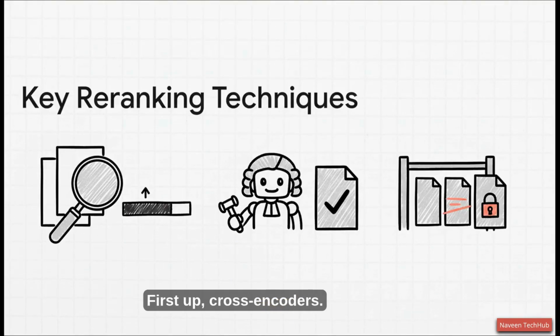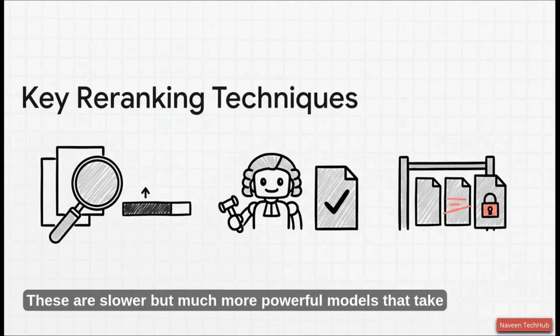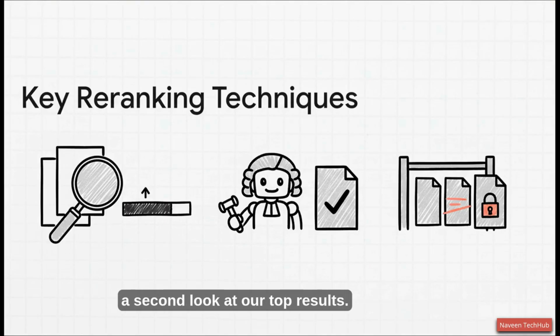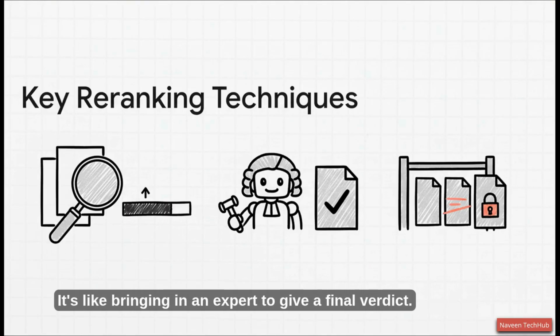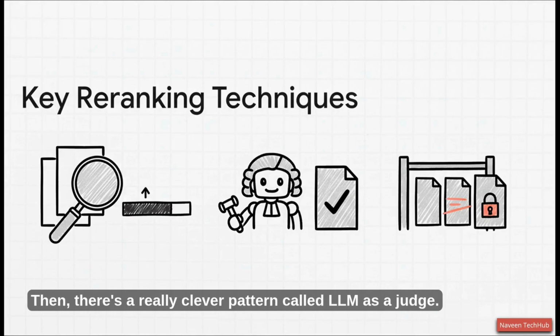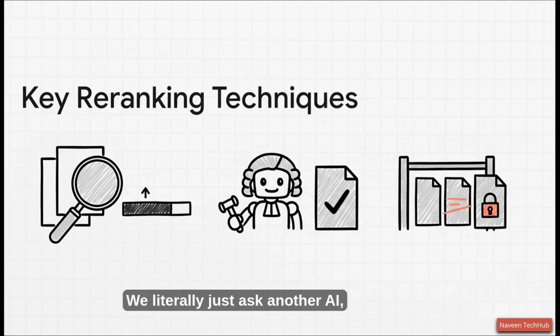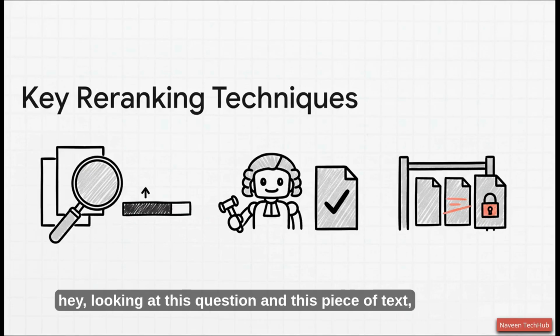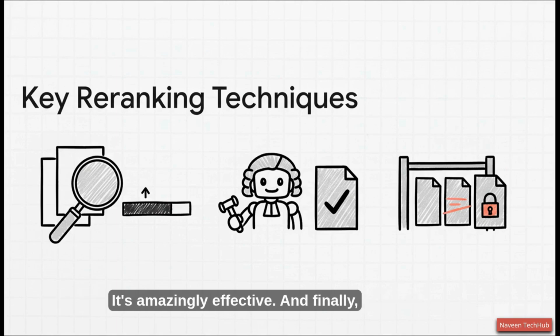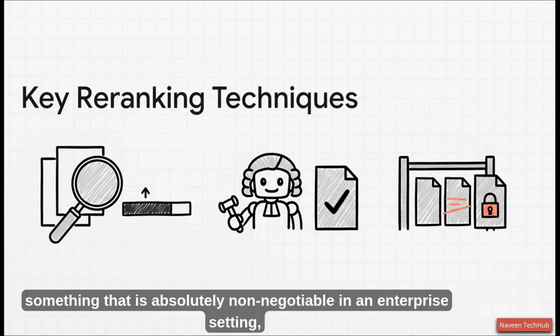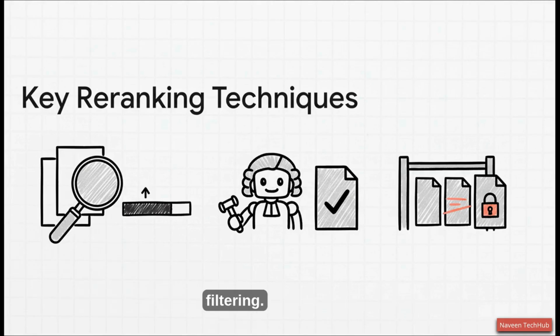First up, cross-encoders. These are slower but much more powerful models that take a second look at our top results. It's like bringing in an expert to give a final verdict. Then, there's a really clever pattern called LLM as a judge. We literally just ask another AI, hey, looking at this question and this piece of text, does the text actually contain the answer, yes or no? It's amazingly effective.